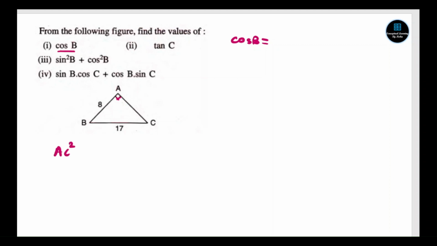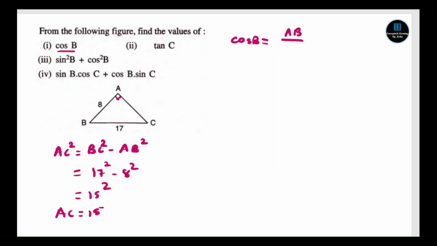So AC square is equal to BC square minus AB square. Remember, here AC is not the hypotenuse. BC is the hypotenuse. So it is 17 square minus 8 square. When you solve this, you will get 15 square, so AC is 15. Now when I solve cos B, it is base to hypotenuse. The base is AB and the hypotenuse is BC. So cos B equals 8 over 17.